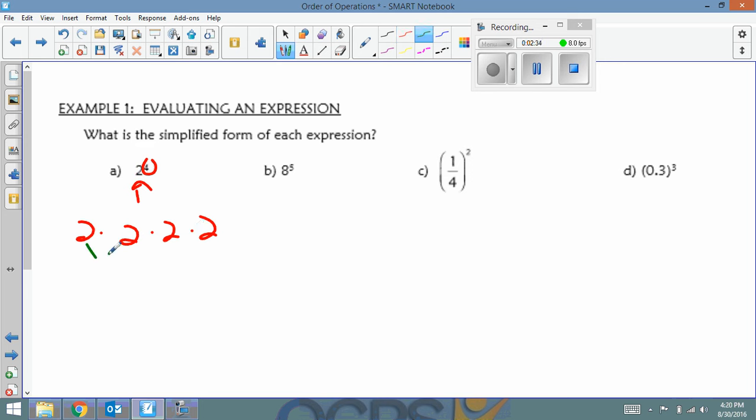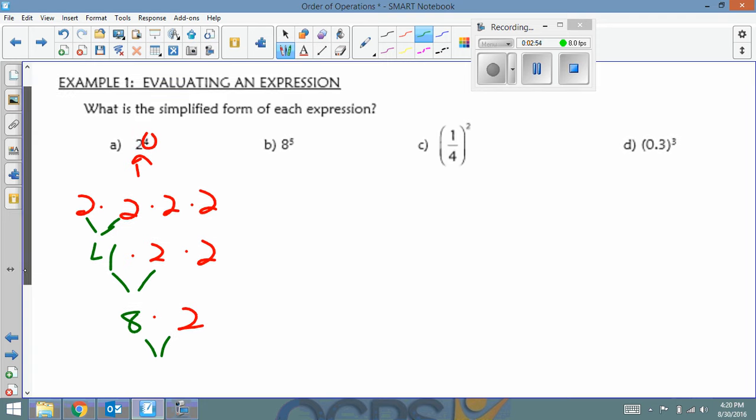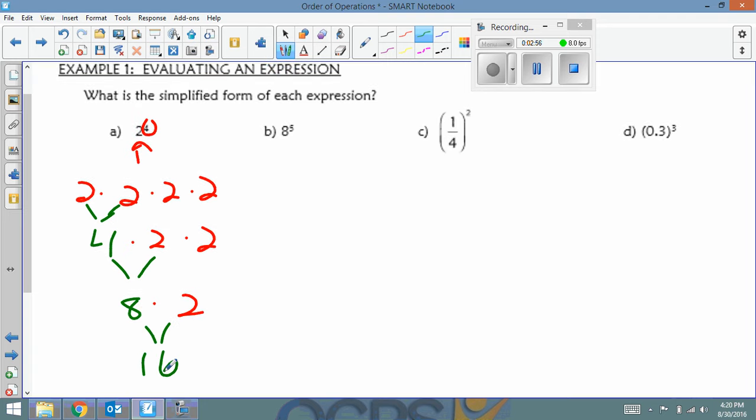We're going to start with the ones on the left because order of operations tells us to go from left to right. So 2 times 2 gives us 4, and then we have to bring down the other ones. 4 times 2 is 8, and then 8 times 2 gives us a value of 16. So our final answer for 2 to the 4th is 16.